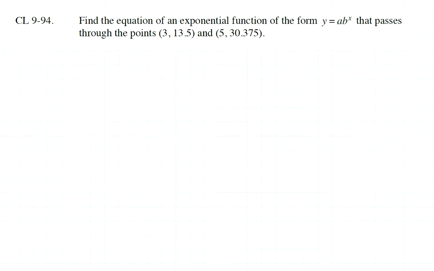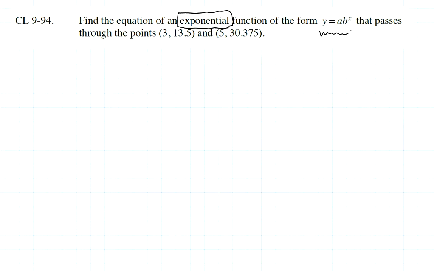This is Mr. Roberts. Question 94 asks us to basically take two different points and fit those points so they go through an exponential function. So that's key right there, the fact that it says exponential.